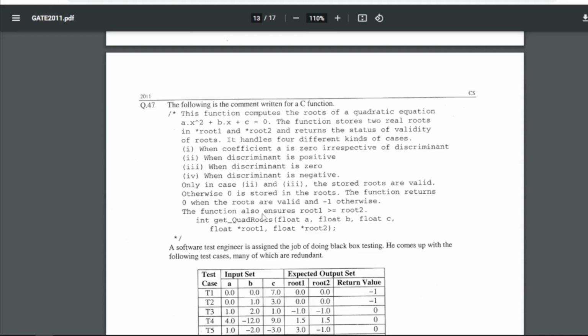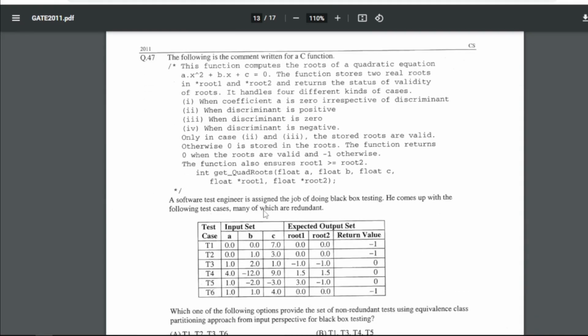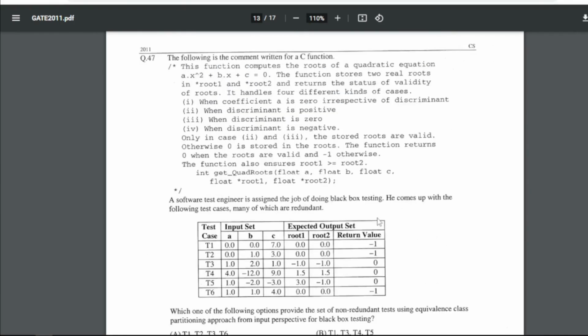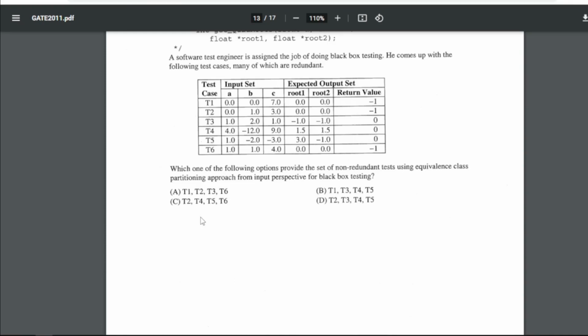Now 47, the following is the comment written for a C program. And now a software test engineer is assigned the job of doing black box testing. He comes up with the following test cases, many of which are redundant. Which of the following options provides the set of non-redundant tests using equivalence class partitioning approach from input perspective for black box testing? So in that case, for 47, our answer will be C, that is T2, T4, T5, T6.